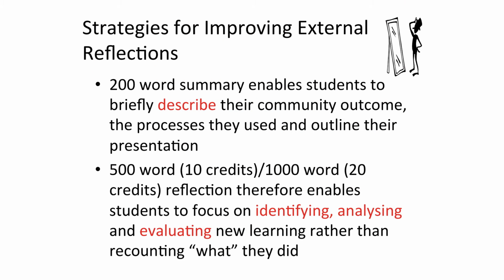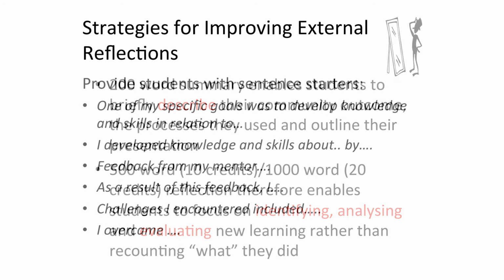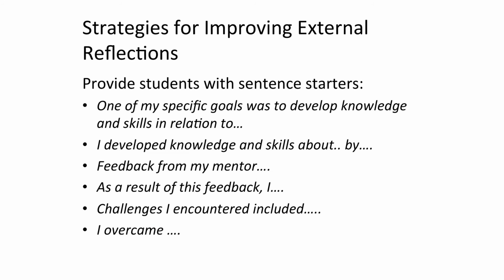The reflection can be presented in written, oral or multimodal form within the word and time specifications of the subject outline. The students are required to complete a 200-word summary to describe their community outcome, the processes they used, and an outline of their presentation. This is separate and in addition to the maximum of 500 words or 3 minutes oral for a 10-credit community studies subject, or a maximum of 1,000 words or 6 minutes oral for a 20-credit subject. To assist students, teachers can provide scaffolding to ensure evidence addresses the assessment criteria at the highest level.